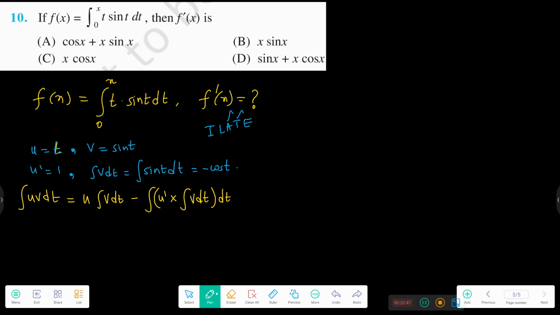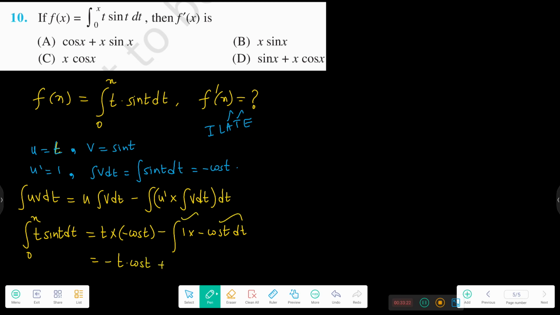Okay, don't do it in x. This is t. So this is integral t sin t dt. Limits also given, 0 to x, which is equal to u, that is t, into integral v dt, we have minus cos t. So minus cos t, minus integral u dash 1 into integral v dt, minus cos t into dt. So minus t cos t, minus into minus plus integral cos t. Sin t you can write directly.